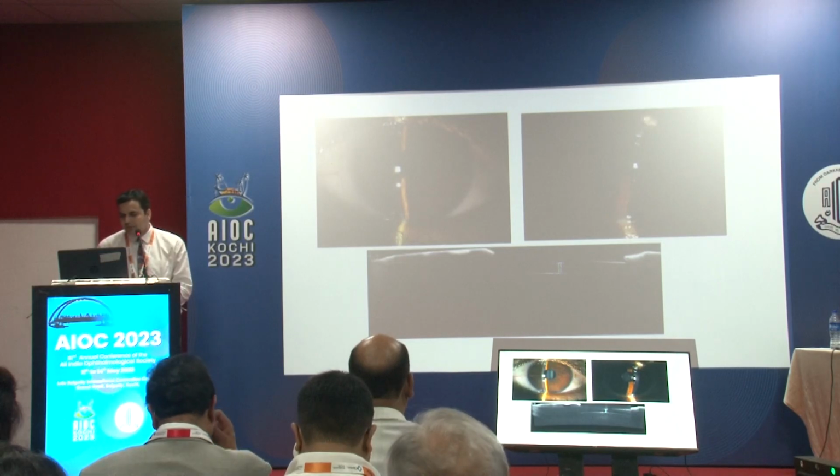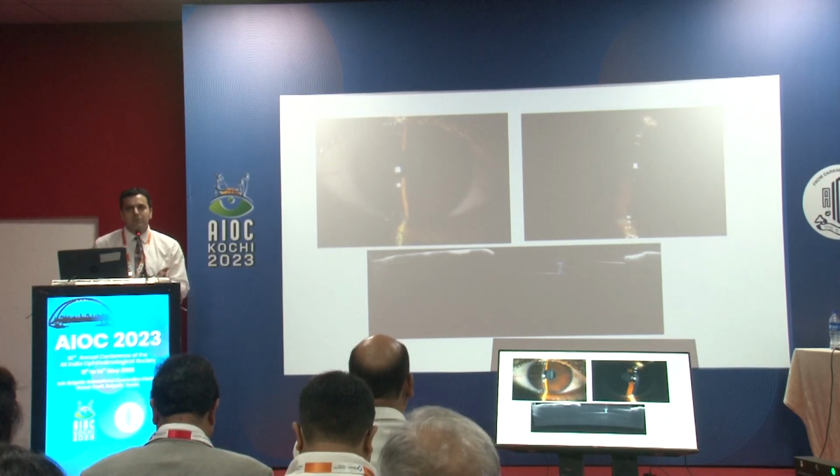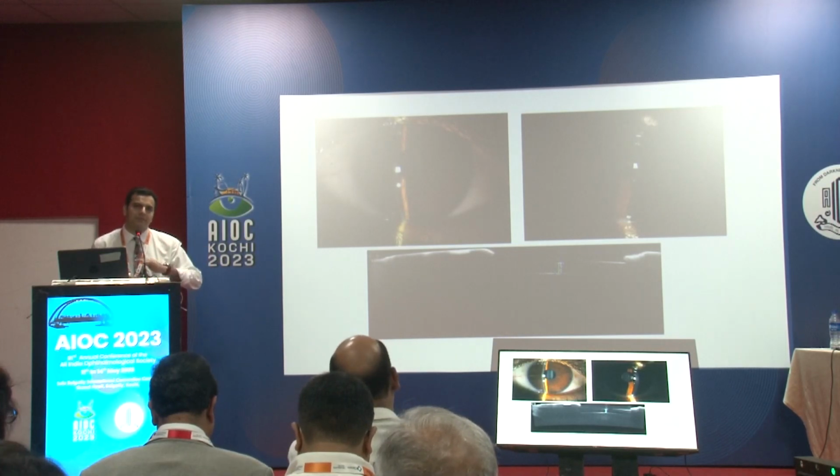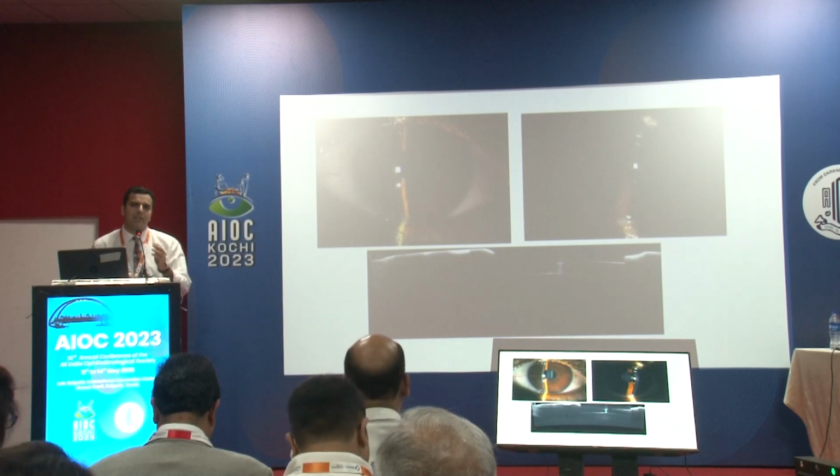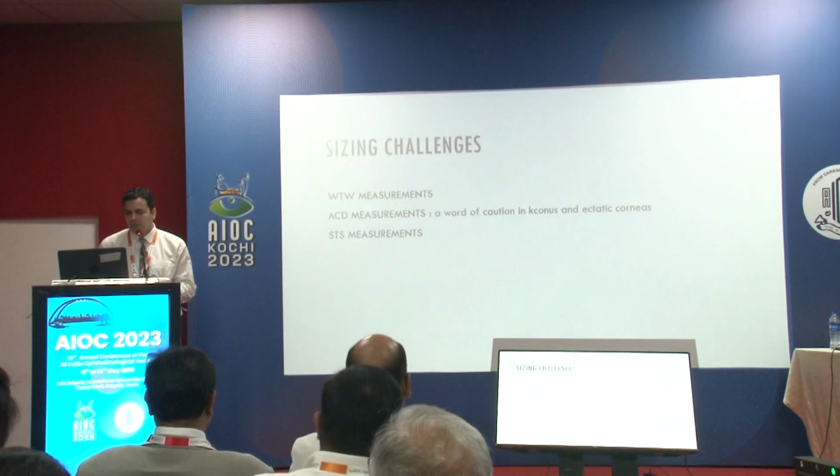And what's a normal vault that we target is usually around 400 to 800 microns, although 250 to 750 is what we used to target earlier. But now, with lens rise and other factors coming into play, the target which I normally keep is around 400 to 500 microns vault.